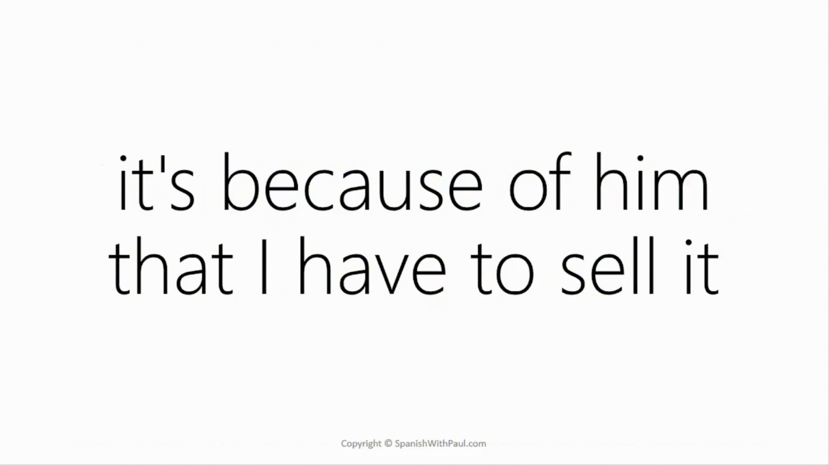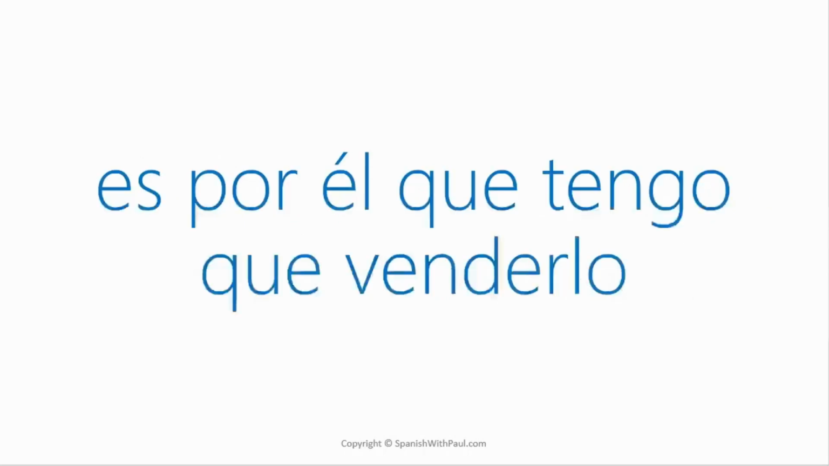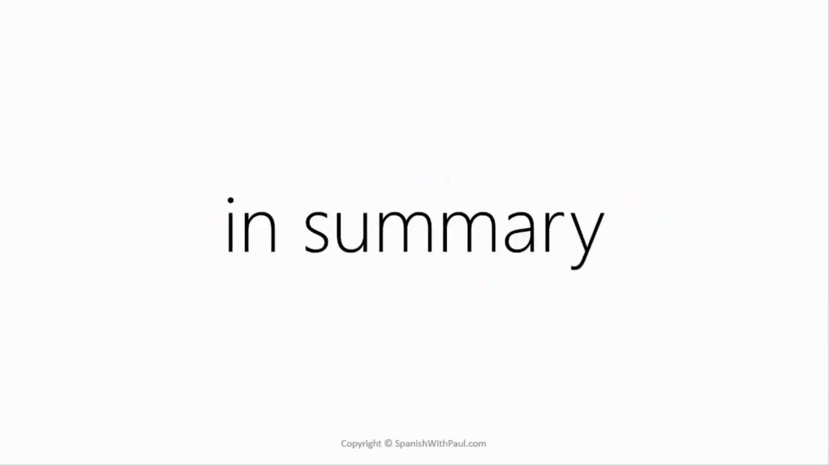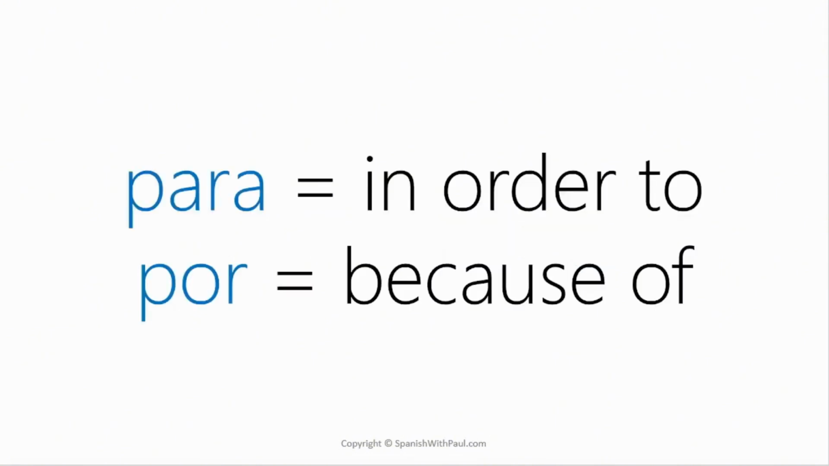Let's try one more. It's because of him that I have to sell it. Es por él que tengo que venderlo. Again, what it's saying is that he's the reason why. It's because of him. Es por él que tengo que venderlo. So to summarize then, we're going to use the word para whenever we have that "to" in English implying "in order to." And we're going to use por whenever in English we see this combination of "because of." This one slide is extremely powerful because these things come up again and again in Spanish.